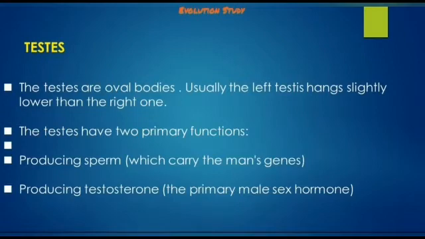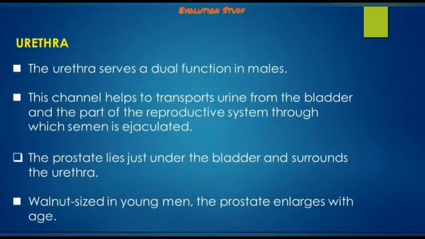The testis has two primary functions: producing sperm, which carries the man's genes, and producing testosterone, the primary male sex hormone. Now the urethra. The urethra serves a dual function in males. This channel helps to transport the urine from the bladder and is the part of the reproductive system through which the semen is ejaculated. The prostate lies under the bladder and surrounds the urethra. Walnut-sized in young men, the prostate enlarges with age.